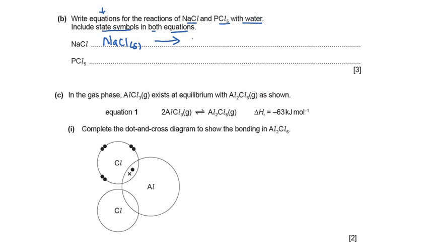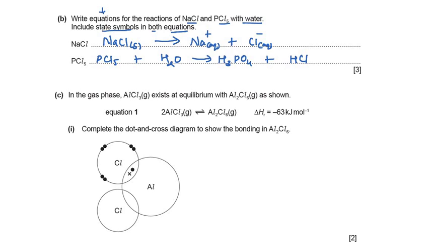So when it dissolves in water, it's going to change into the aqueous form of its ion. So we just write Na+ and Cl− in aqueous form. Now PCl5, when it reacts with water, forms phosphoric acid, that is H3PO4, and also hydrochloric acid.